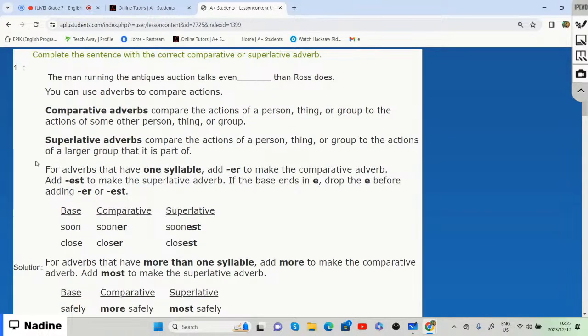All right, so now if we look at our examples, here we have soon. That is our base word. We have an adverb that is soon. If we compare that adverb to something else, or to some other person, thing, or group, then we would add er. So it would be soon, sooner. And if we add it to a larger group, then we would say soonest, where we add an est.